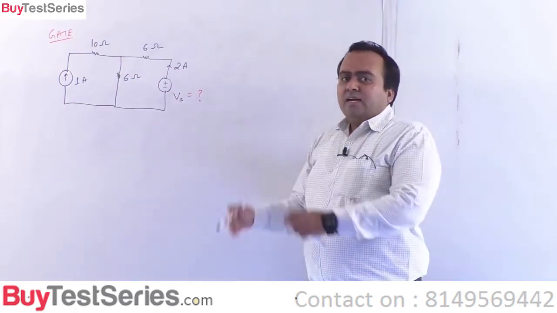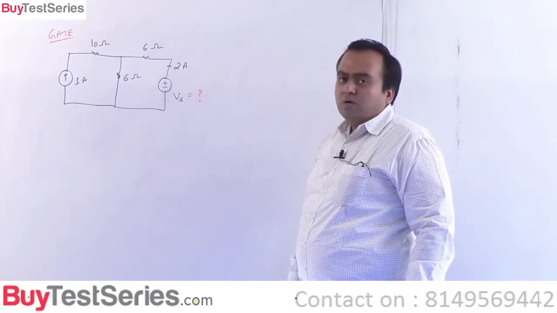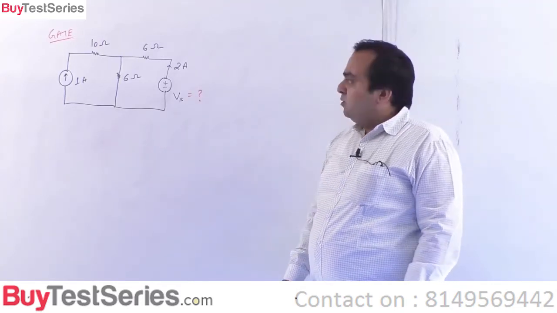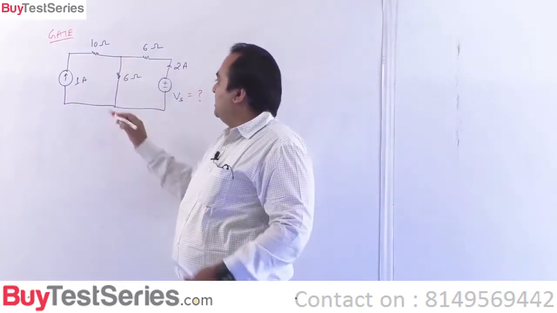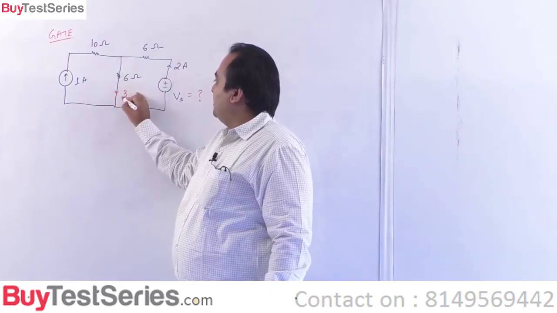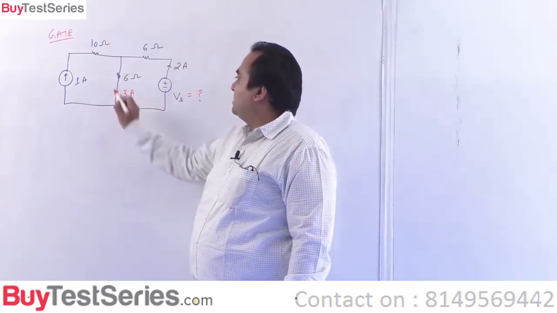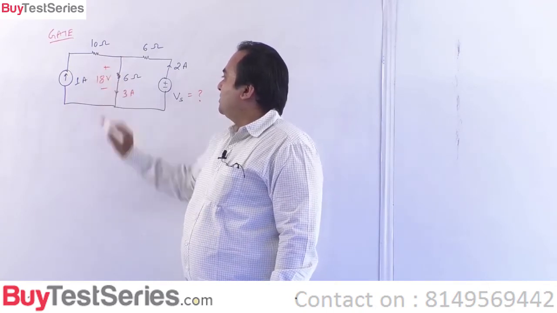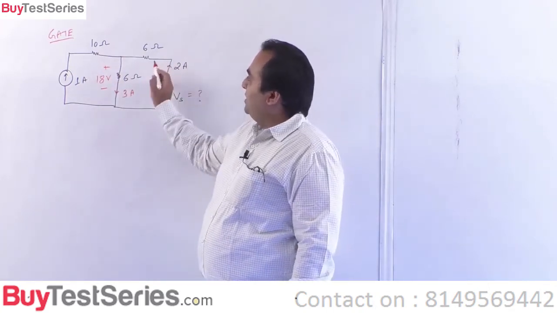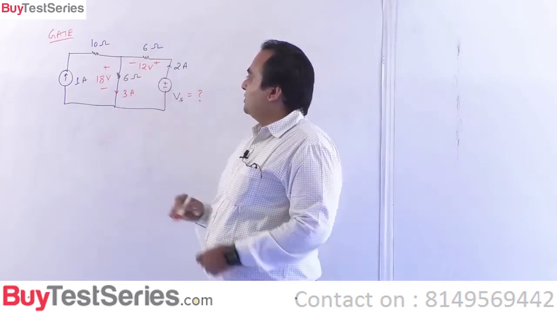So there is some data given in the question itself that this is 2 amperes. Now if this is 2 amperes, 1 ampere comes out from here, then this has to be 3 amperes. If this is 3 amperes, this must be 18 volts, and since this 2 ampere is going like this, it must be 12 volts.